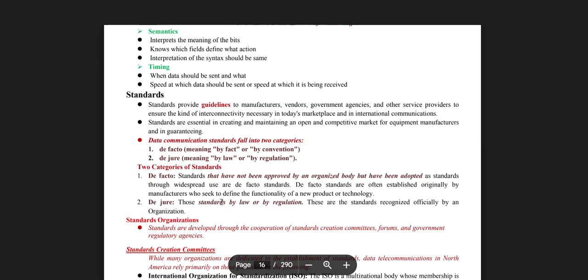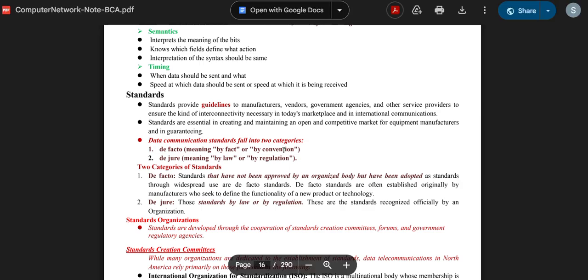Standards provide guidelines to manufacturers, vendors, government agencies, and other service providers to ensure the interconnectivity and necessary compatibility.